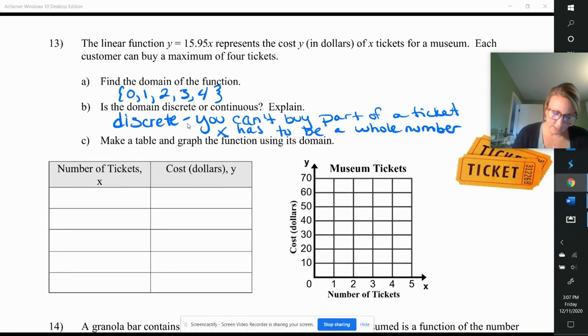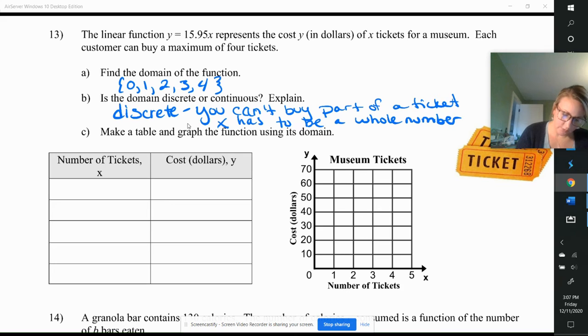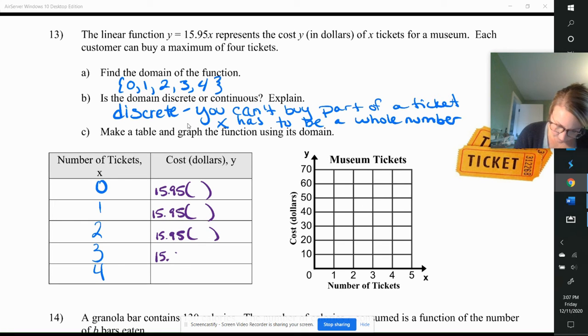So for filling out the table of values, let's start with our domain. Use the function provided and substitute the values for x. These y values are not going to be whole numbers because we're dealing with money, so we'll just do our best to estimate where that point is on the graph. And I'm going to graph each point as we calculate it.